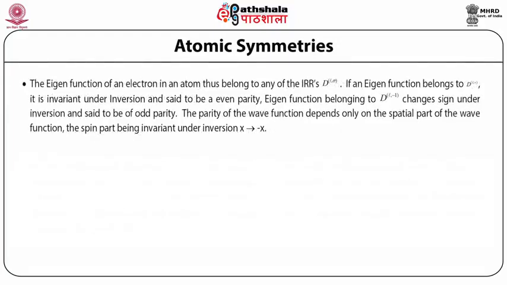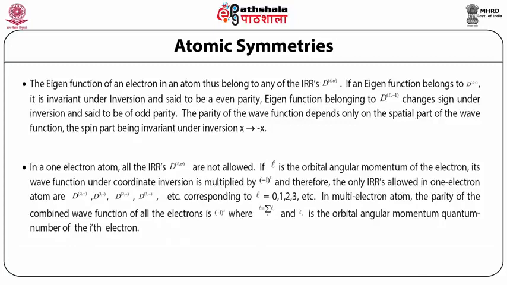The eigenfunctions of an electron in an atom thus belong to any of the irreducible representations D_L sigma. If an eigenfunction belongs to D_L plus, then it is invariant under inversion and is said to have even parity. Eigenfunctions belonging to D_L minus change sign under inversion and are said to be of odd parity. The parity of the wave function depends only on the spatial part, the spin part being invariant under the inversion x going to minus x.